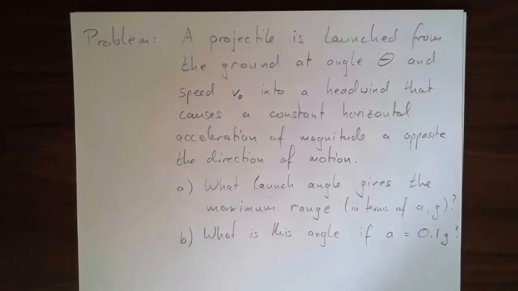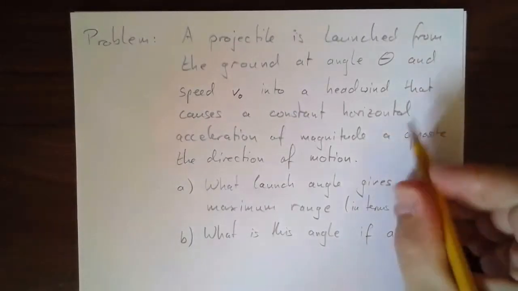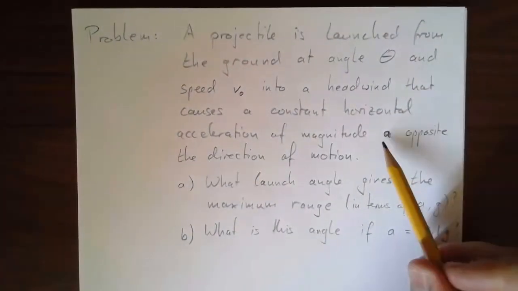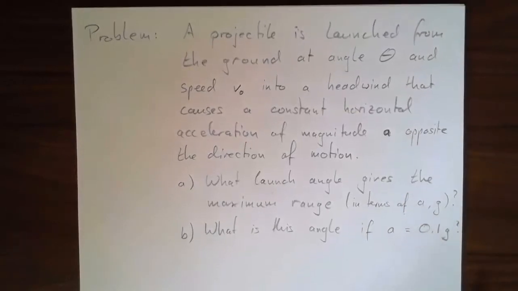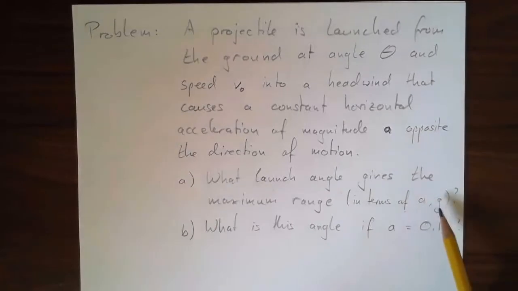A projectile is launched from the ground at angle theta and speed v0, its launch speed, into a headwind that causes a constant horizontal acceleration of magnitude a opposite the direction of motion. So this a here was the symbol for acceleration, magnitude a. What launch angle gives the maximum range in terms of a and g?